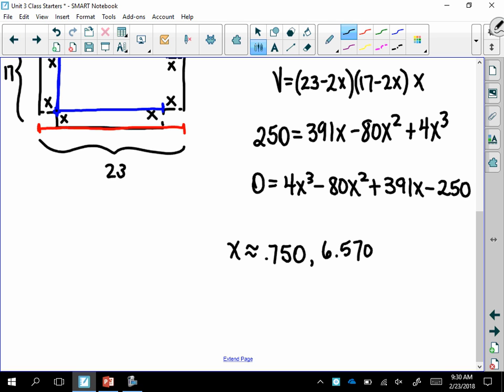Were there any others? But also, when I graphed it, when I put my equation in, I have to make sure it was exact.